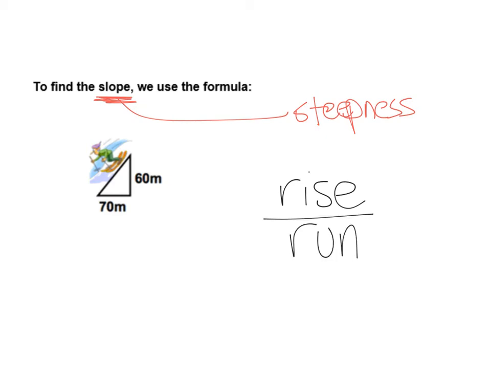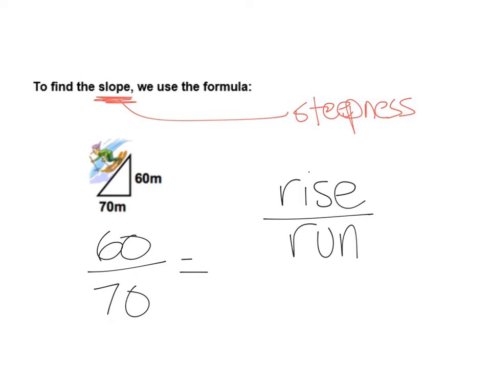Okay, so that means anytime we're trying to find, for example, if we're trying to find the slope of this line, we're trying to find how steep this line is, then we have to look at the rise here, that's how much it's going up, and its run. And we're going to divide the rise by the run. So I would answer this question here by doing 60 divided by 70.